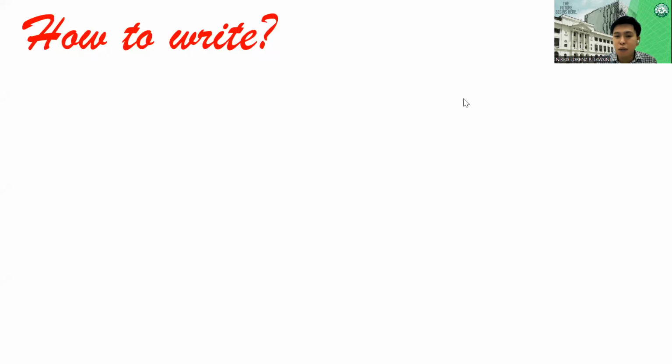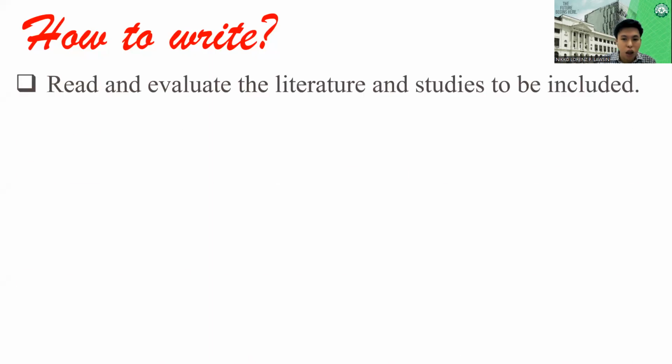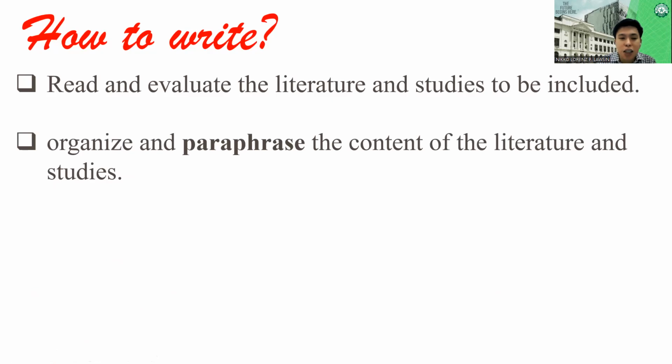The next one, there are several ways to write your citation, or the way you cite your authors in the text. So number one, how to write them. Read and evaluate the literature and studies to be included. So you check, you identify, is this study relevant to my study? What are the important contributions of this study to my study? So you evaluate them.